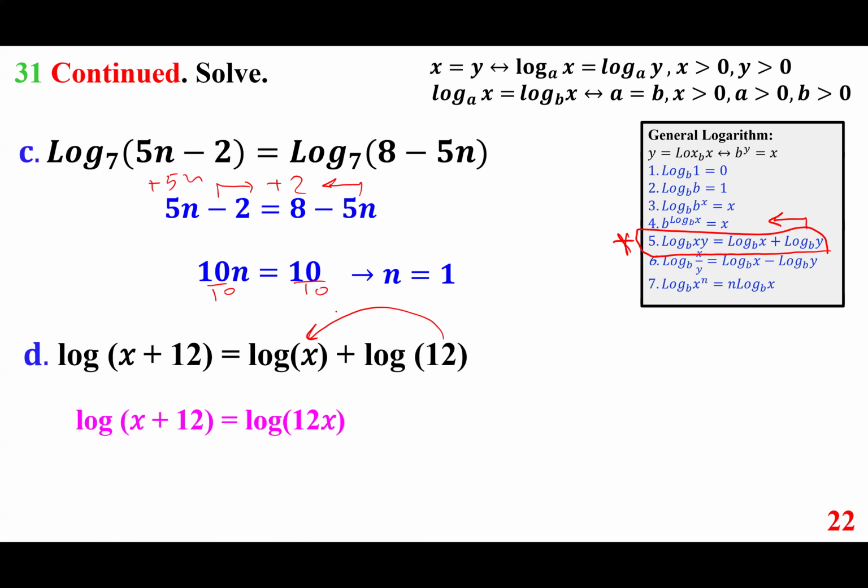They have the same base, namely 10, because the base is missing. The base is 10 when you have log. They must have the same argument. x plus 12 must be equal to 12x. If I subtract this from here, I get 11x. And so x is 12 over 11 as the final answer.